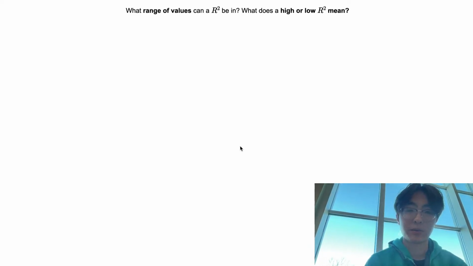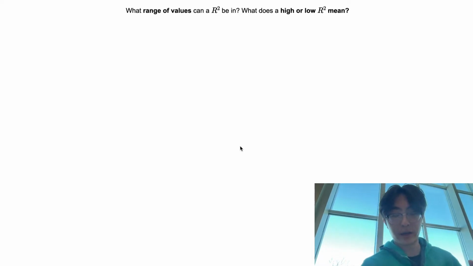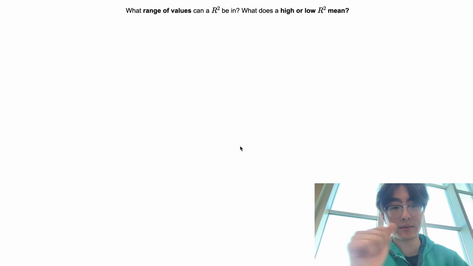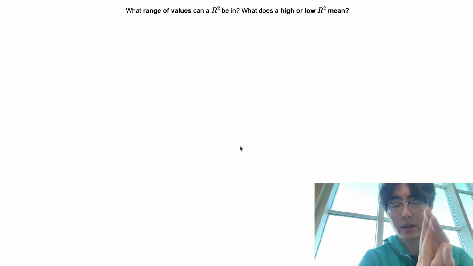So r squared can be, I believe, between 1 and negative infinity. The way we calculate it, it's 1 minus the sum of squared residuals over the total sum of squares. That's the most common way to think about it.